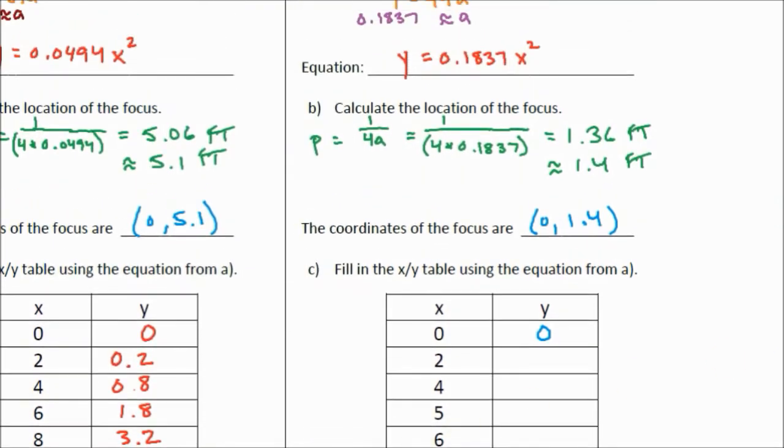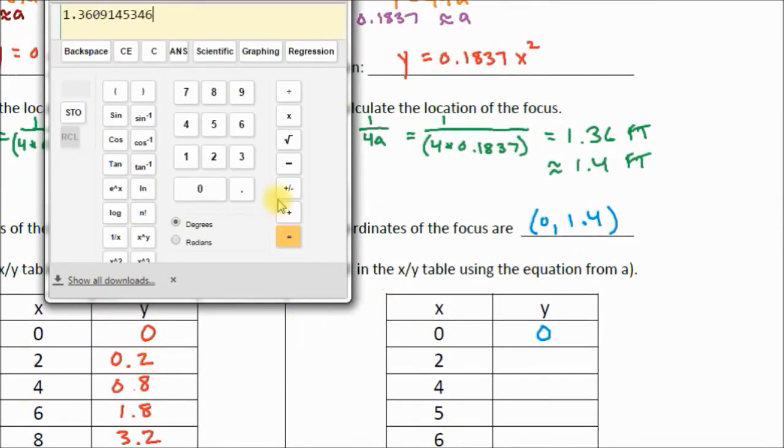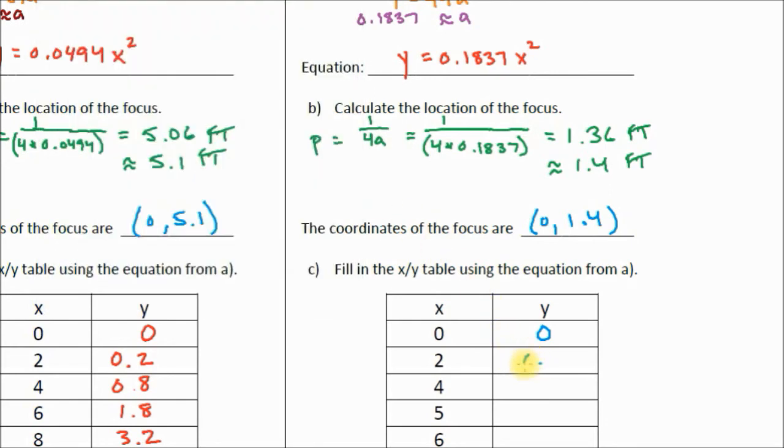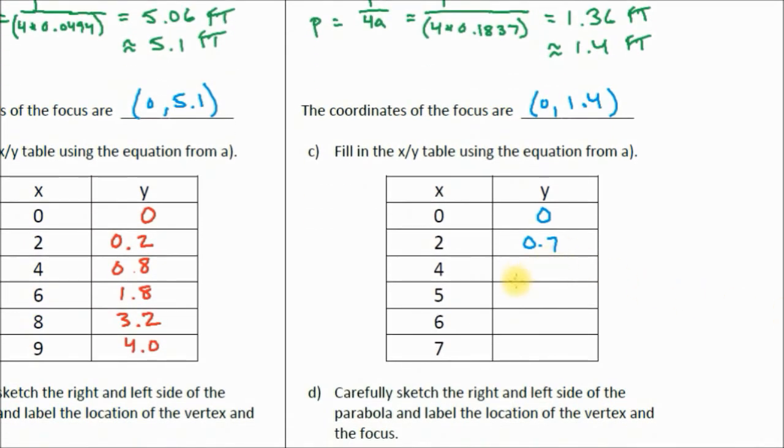So remember to do this, we just use our equation. So let's go back and look at our equation. So we're going to plug in 2. So we've got 0.1837, that's our equation right here, 0.1837 times 2, and then we're going to raise that to squared, and our answer is 0.7. We round to 1 decimal place, so 0.7. You can do the rest of the calculations, check them.